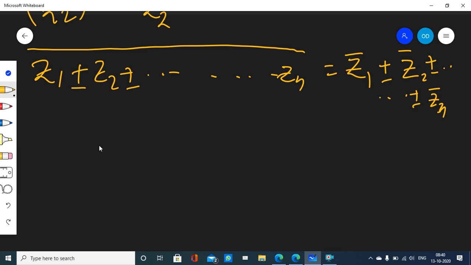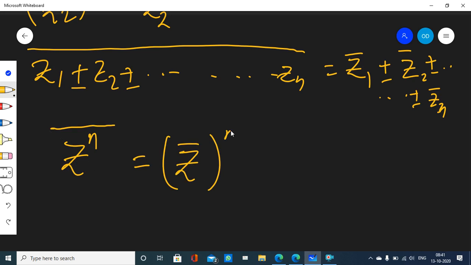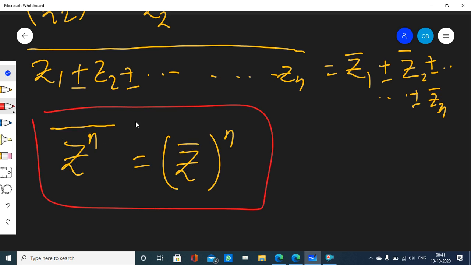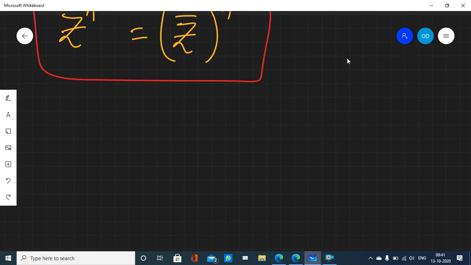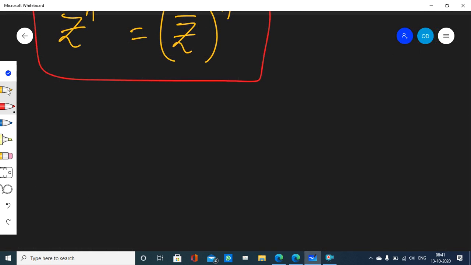Okay, now the next property is, suppose z is a complex number and you are taking its power n and finding the conjugate. Suppose you multiply z with itself n number of times, then you take its conjugate. This is the same as first taking its conjugate, then taking its power n. Okay? Get it?